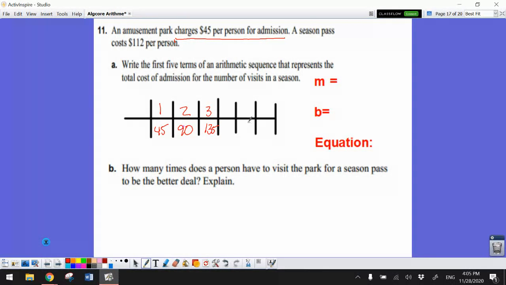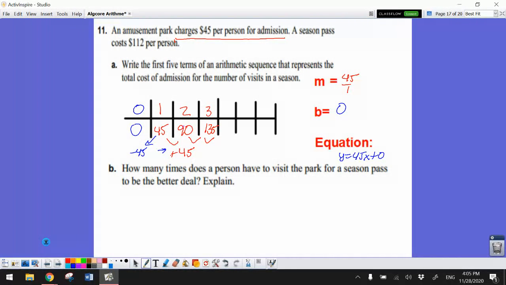Okay, so right there I've got the start of my sequence. My pattern here is I'm going up by 45s each time. So my slope is 45 over 1. Let's go backwards and figure out our zero term. If no one goes to the park, is it going to cost me anything? No, which makes sense because if this direction is plus 45, then that direction is minus 45, and my b is 0. So my equation is y equals 45x plus 0, or just 45x.